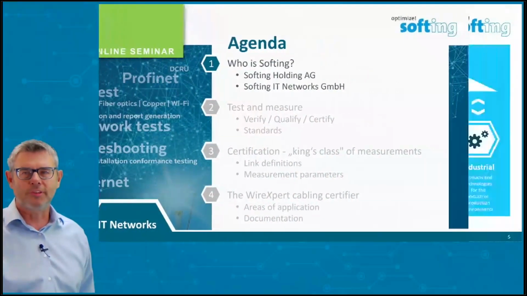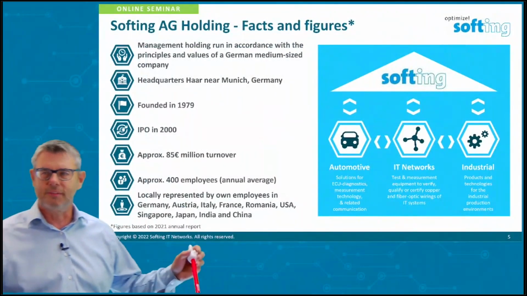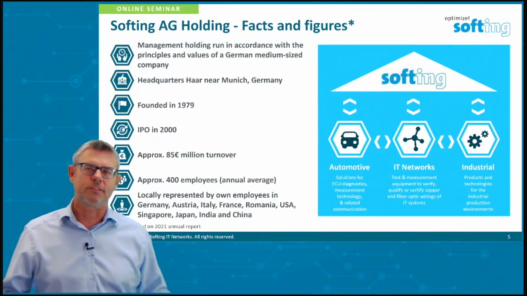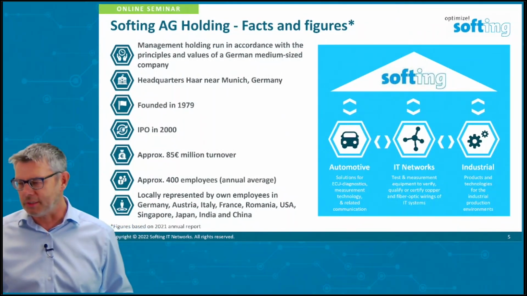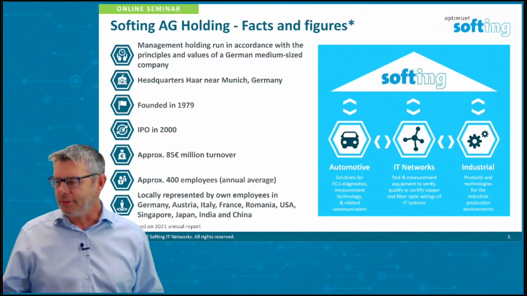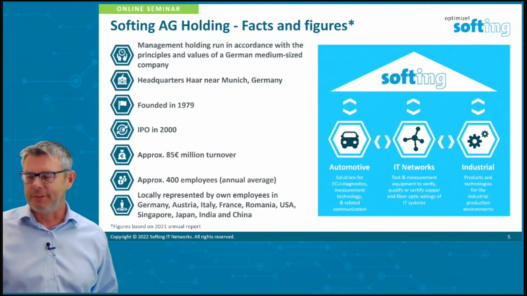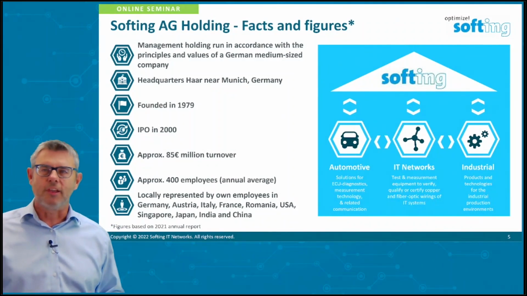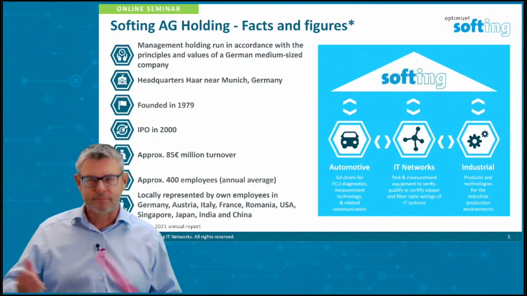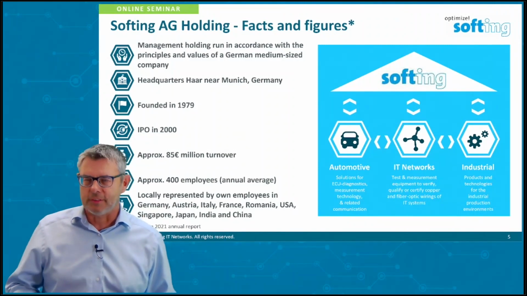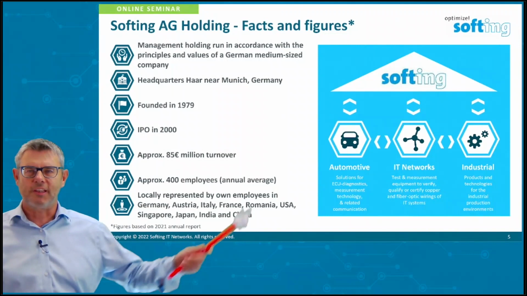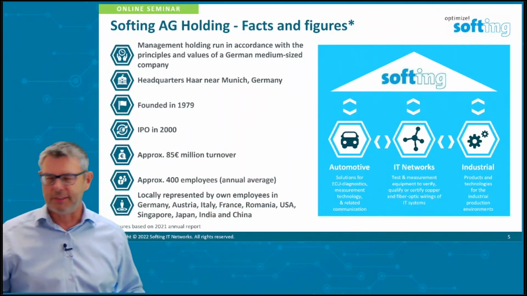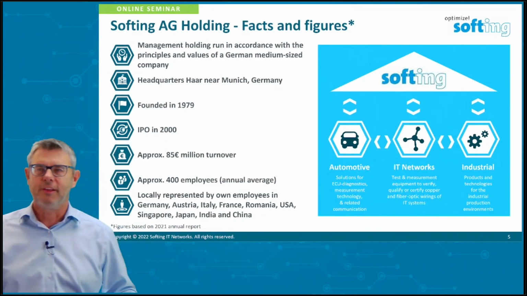So let's start with the introduction of Softing. Softing is a mid-sized German company based in Haar, nearby Munich. We have about 400 employees, founded the company in 79, went public in 2000. We have local representations all over the world. So a very nice mid-sized company. The company's business sits on 3 columns: automotive, IT networks, and industrial automation, to be precise.